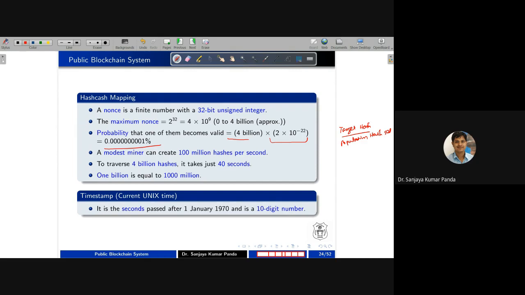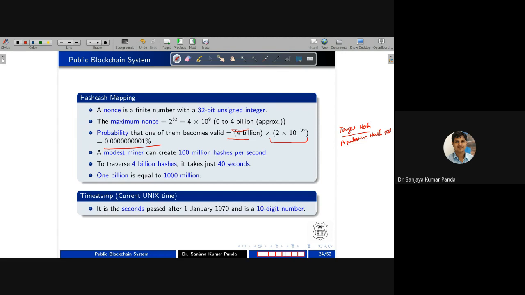But a modest miner can create 100 million hashes per second. So if there are 4 billion hashes, I told you 4 billion nonces are there, then it takes only 40 seconds. So within 40 seconds, you can verify whether this particular miner is a valid one or not, and it can return that. But the probability is very, very less because not only one transaction occurs, there are several transactions.